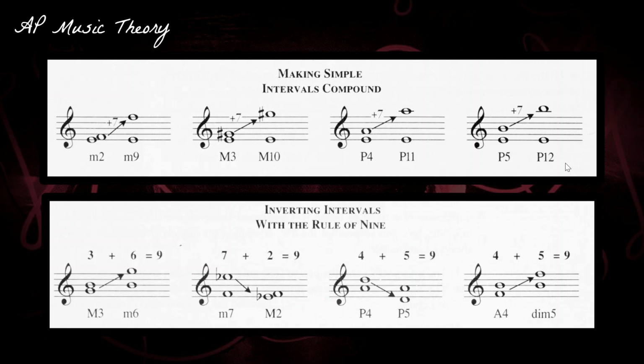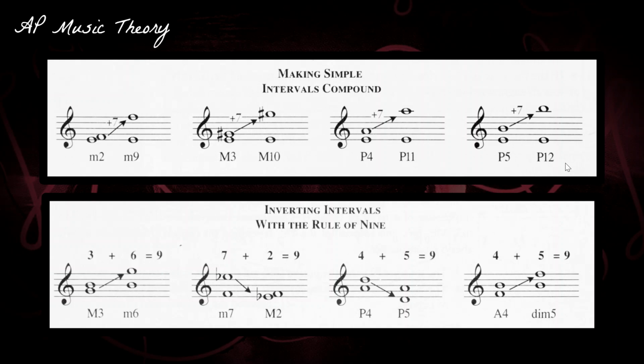As mentioned earlier, intervals are inverted by transferring the lower note up an octave or by transferring the higher note down an octave. Major intervals invert to minor intervals. Augmented intervals invert to diminished intervals. And perfect intervals invert to perfect. A second inverts to a 7th, a third inverts to a 6th, and a 4th inverts to a 5th. It's the rule of 9.